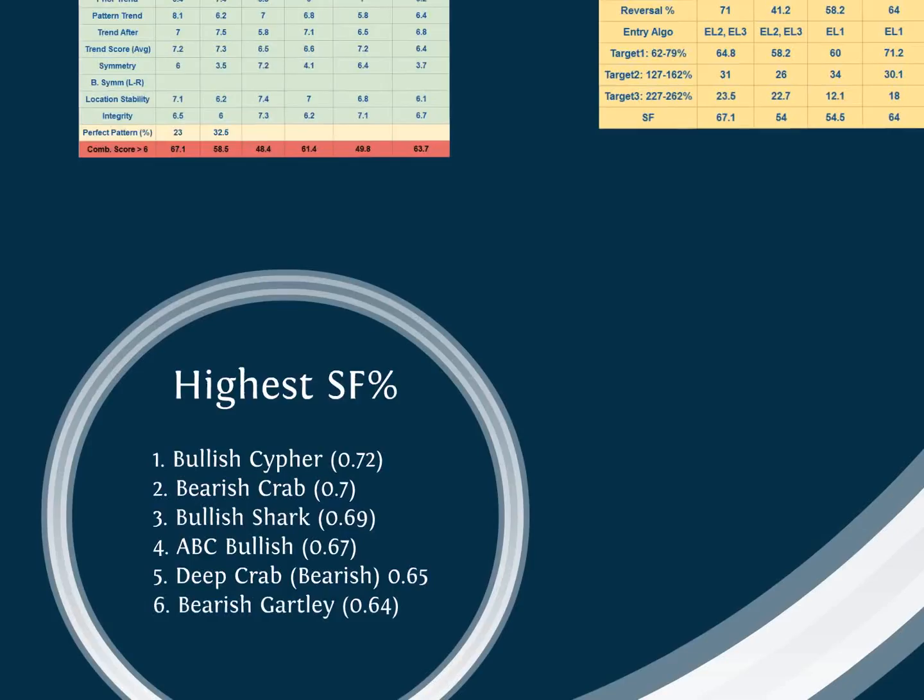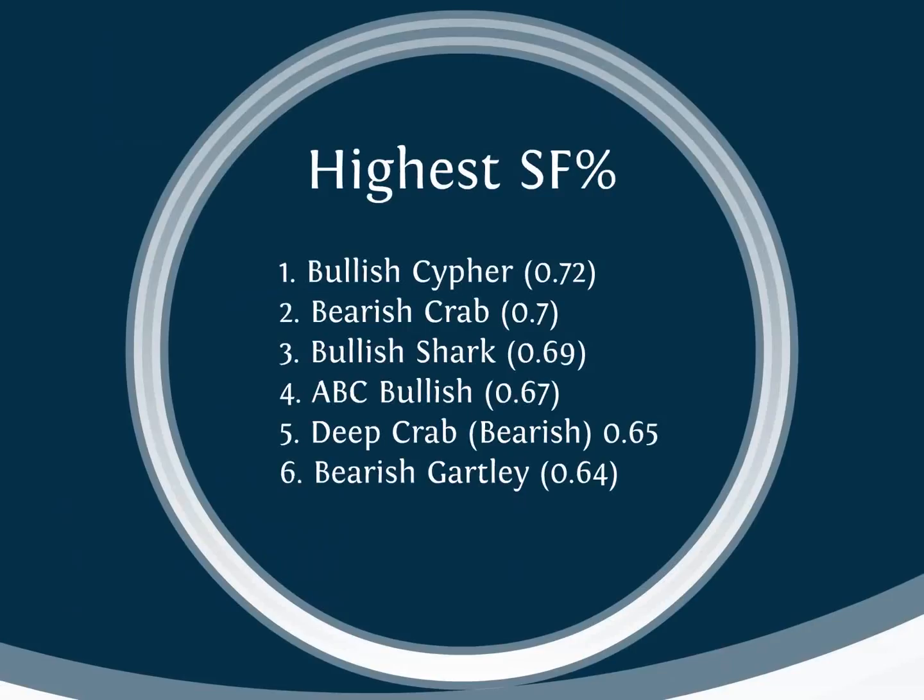Now I wanted to rank patterns based on the success and failure ratios, and that is my success and failure ratio ranking. This is my final result. The best pattern to trade according to this research is the bullish cipher pattern, which has 0.72, the highest. I found this in March of 2014, and since then it has been exactly right. In fact, this is one of my best patterns to trade.